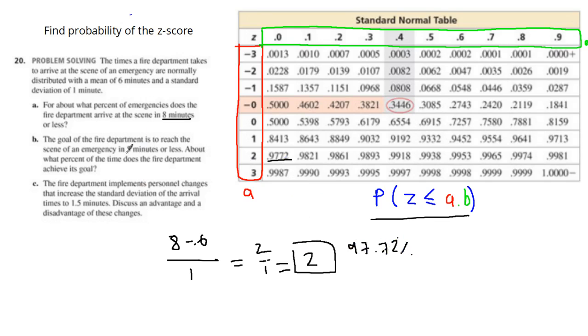Right. Next question is 5 minutes or less. So it'll be 5 minus 6 over 1, which is minus 1. Minus 1 in the table is 0.1587, right? So how many times does the fire department reach the emergency in 5 minutes or less? Well, it's right there. It's 15.87%.